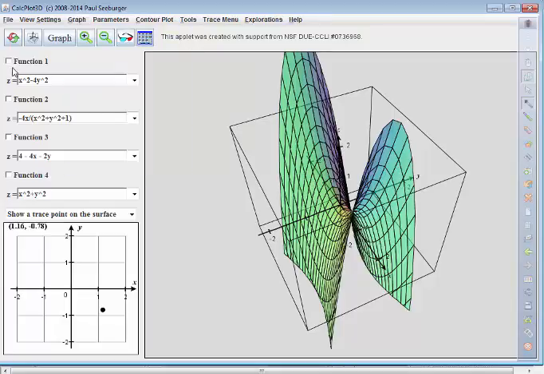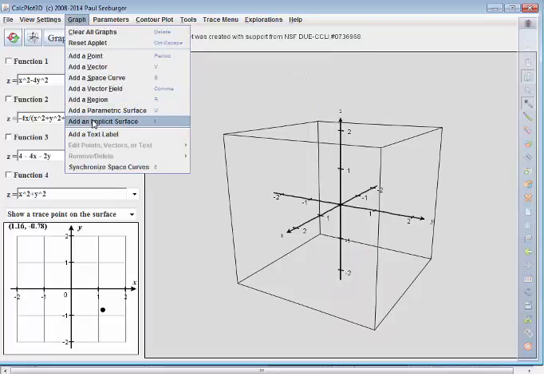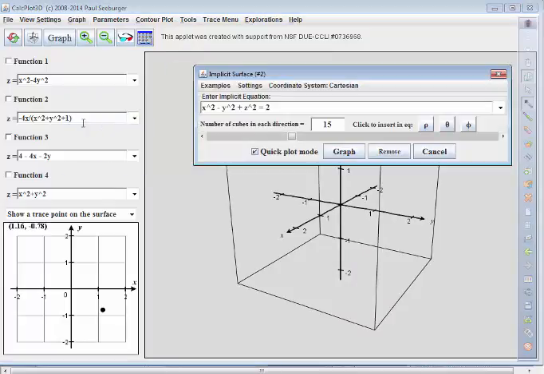So I uncheck this function, and I'll clear the graph. And then I'm going to go to the graph and say an implicit surface. And they have an example over here. Can you tell me what this example is? A graph of?